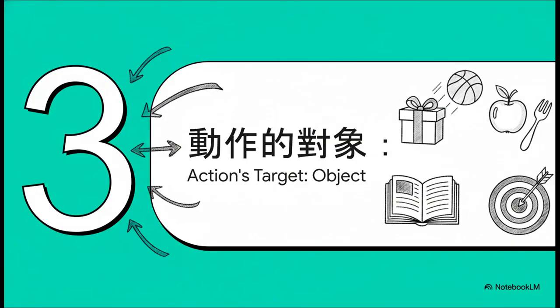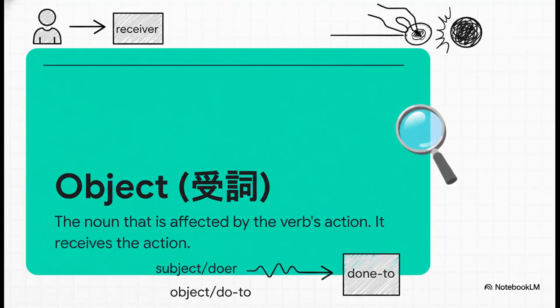All right, so we have a subject doing an action. But what if that action is being done to something else? Well, that's where our next building block comes in. That's the object. The object is basically the receiver of the action. So if the subject is the doer, the object is the done to. It's that simple, really. The doer and the thing it's done to.